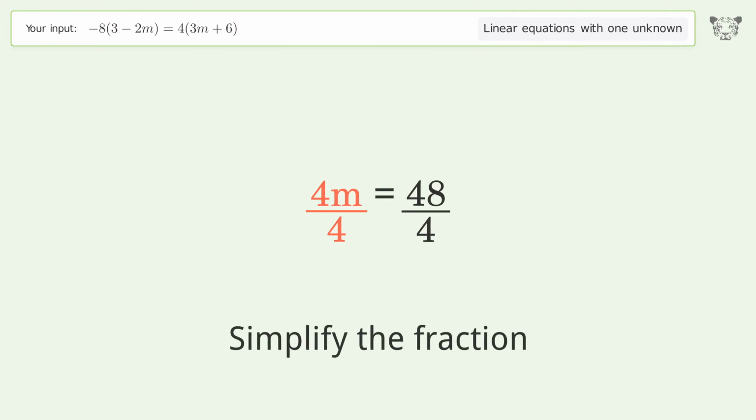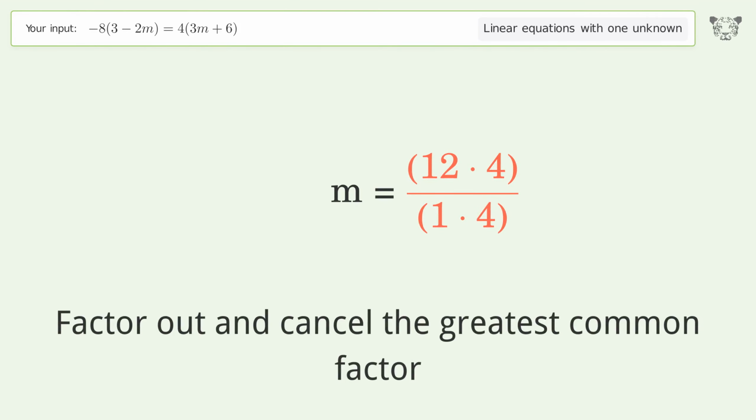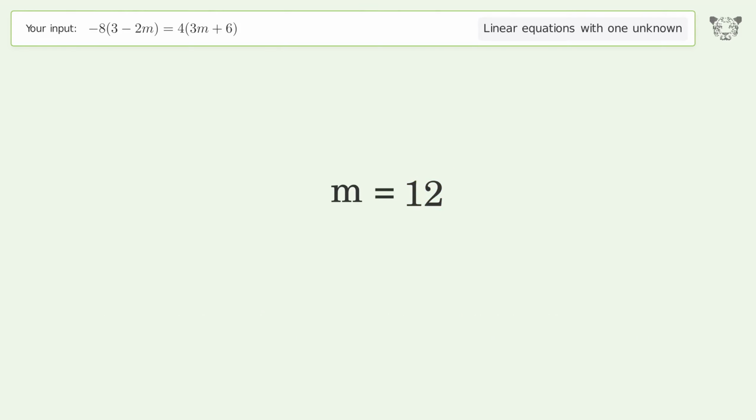Simplify the fraction. Find the greatest common factor of the numerator and denominator. Factor out and cancel the greatest common factor. And so the final result is m equals 12.